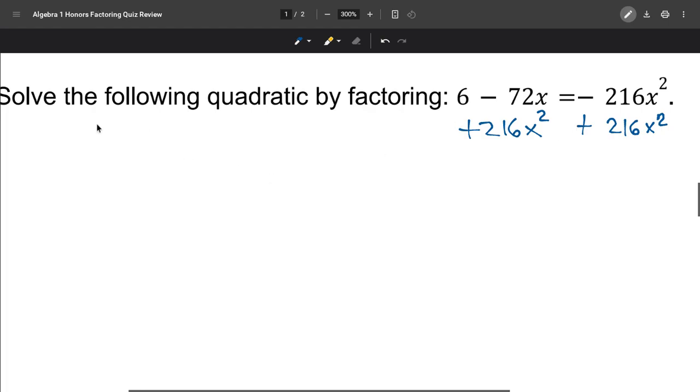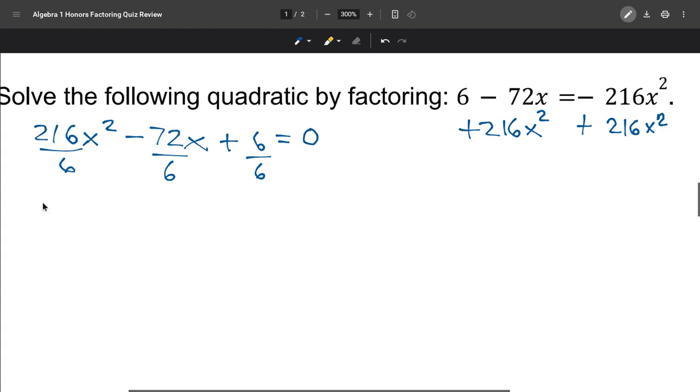All right, so I'm going to rewrite this as 216x squared minus 72x plus 6, and that's going to equal 0. Then I want to factor out a 6 from everything. When I do that, I get 6 times 36x squared minus, let's see, 12x plus 1. And that's equal to 0.